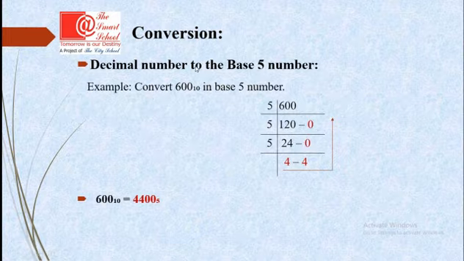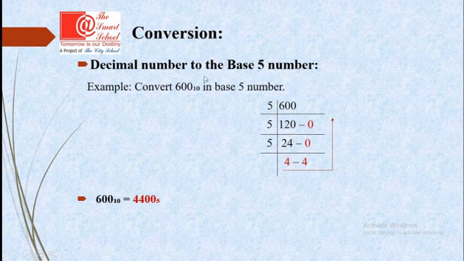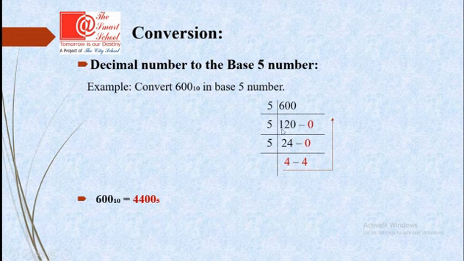Now decimal number to base 5 number. Again we have to use division method, but we have to divide by 5 here. So convert 600 of base 10 system in base 5 number. So 600 divided by 5 is equals to 120 and the remainder is 0. 120 divided by 5 is 24 and the remainder is 0. Then 24 divided by 5 is 4 and 4 is the remainder. And we will write all these remainders for base 5 number system.